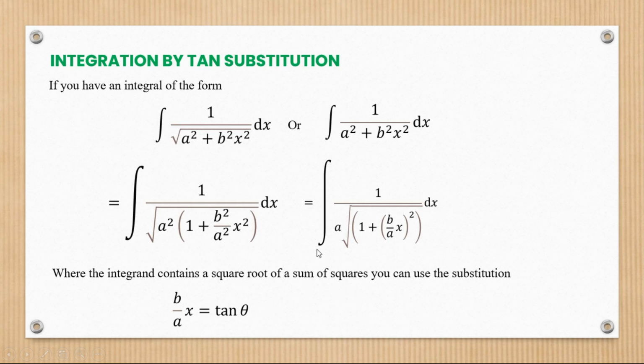So this is an example where we use tan substitution. Just pay attention to the arrangement. There is a plus sign, and then there can be a root or not necessarily a root, but this is where we use tan substitution. So let's look at some examples, and this will allow us to have a better understanding.